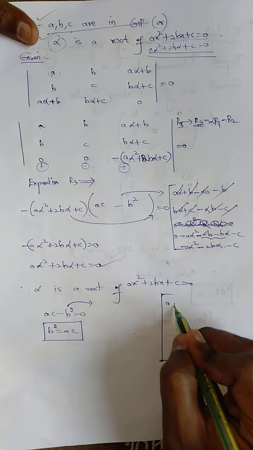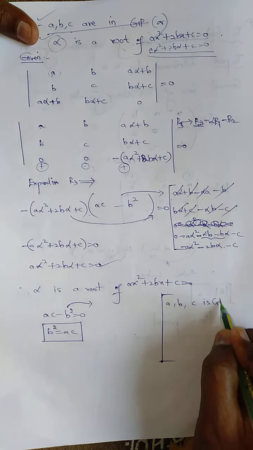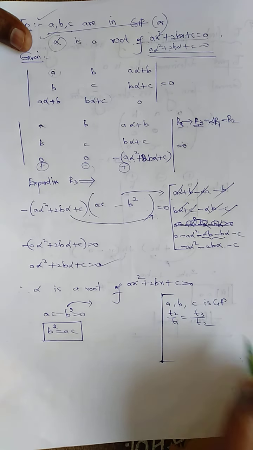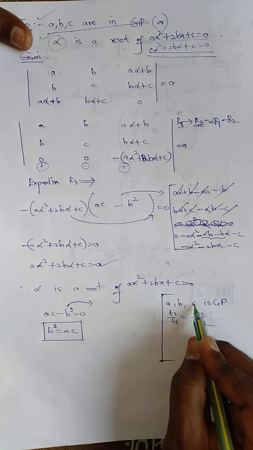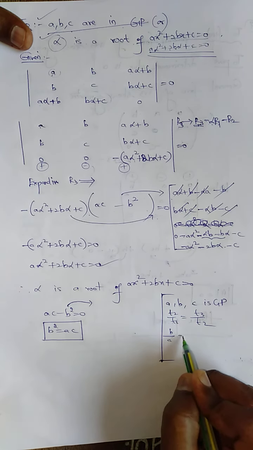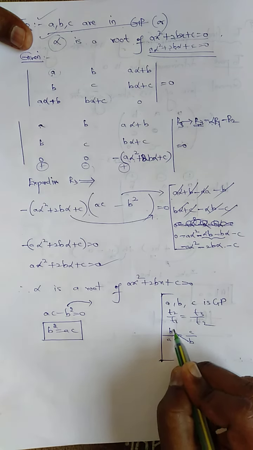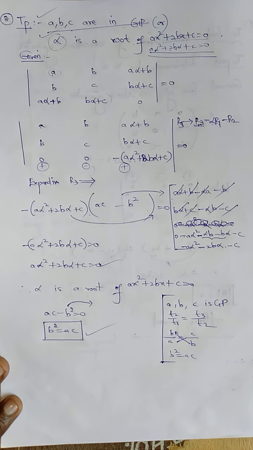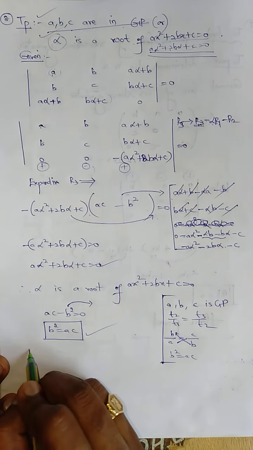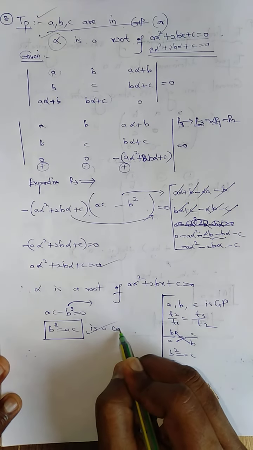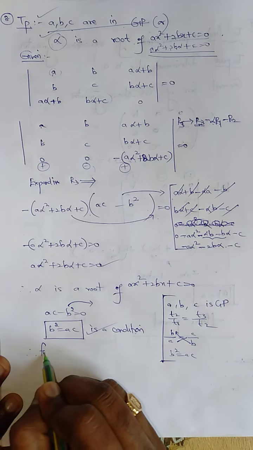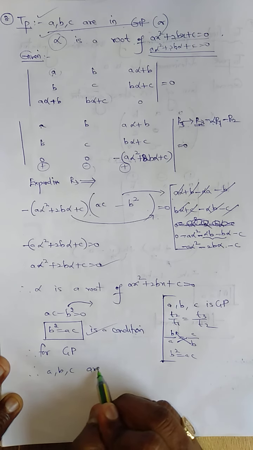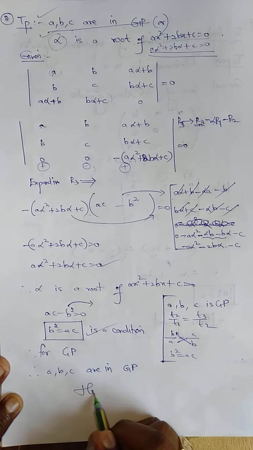Now listen carefully. If A, B, C is GP, what is the formula? T2 by T1 is equal to T3 by T2. This is T1, T2, T3. B by A is equal to C by B. Cross multiply: B into B, B square; A into C is AC. We have got B square is equal to AC. Therefore, this is a condition for GP. Therefore, A, B, C are in GP. So we have proved. Hence proved.